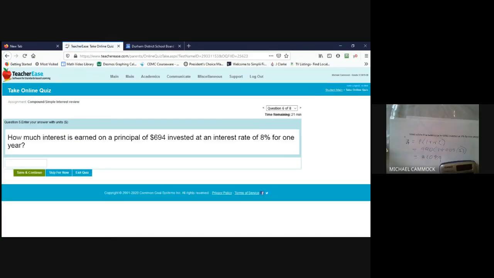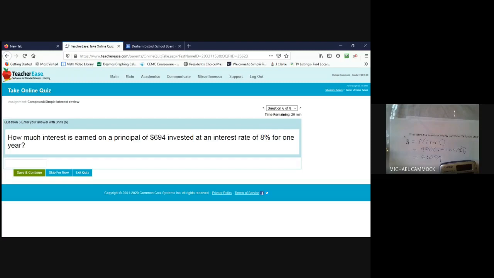Question 6. How much interest is earned on a principal of $694 invested at an interest rate of 8% for 1 year? Okay. I need you to tell me whether this is simple or compound. I keep asking the same question over and over. Simple or compound. And then the next question I'm going to ask after that, start thinking about that next question, is, should I be talking interest only or is it amount? So let's start up. Mohammed, you answer the first question. I'm going to ask somebody the second question. Is this compound or is this simple? Which one is this? Simple.